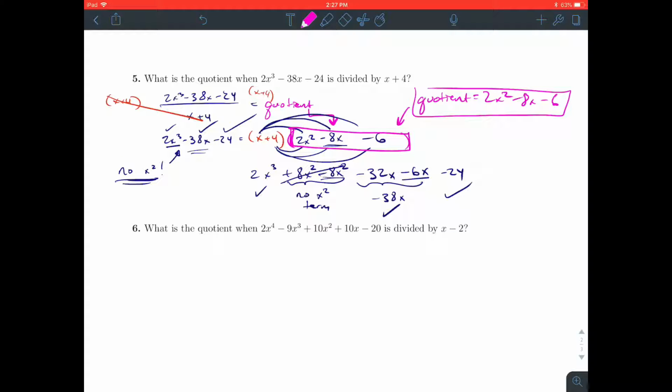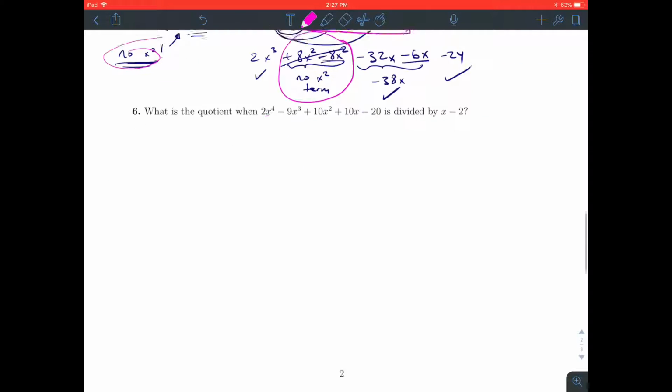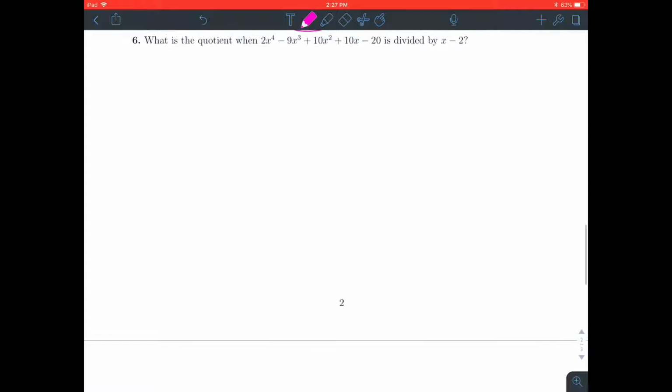So what was tricky about this problem was usually we have x cubed, x squared, x, and a constant. This time we had no x squared. But the only thing we had to do was figure out a future term to cancel them out. In the next problem, we're going to see something else that can go wrong.